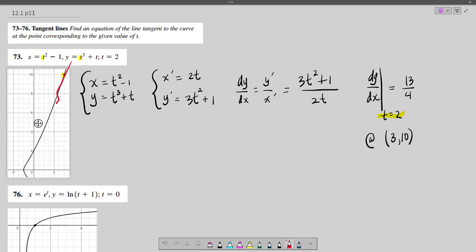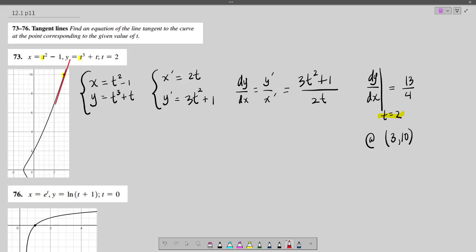So is that going to turn into a line, or is that too crooked? Oh, man. There we go. There's our tangent line. That tangent line has slope 13/4.